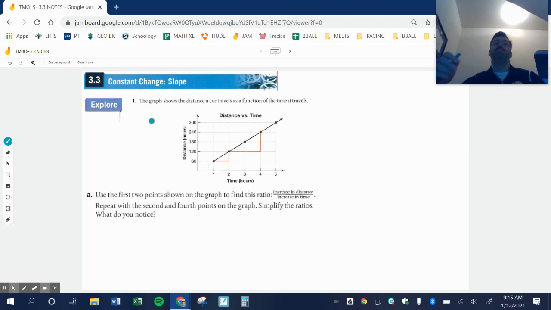All right. So what I want you to do is use the first 2 points shown on the graph, so these two, to find the increase in distance over the increase in time, and then repeat with these 2 points here as well. Make sure you simplify the ratios. Go ahead and try that. So I'm going to use these 2 points and then these 2 points. Go for it.